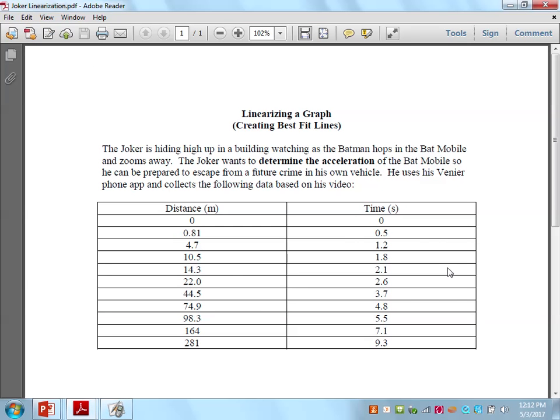The Joker is hiding high up in a building, watching as the Batman hops into the Batmobile and zooms away. The Joker wants to determine the acceleration of the Batmobile so he can be prepared to escape from future crime in his own vehicle. He uses his Vernier phone app and collects the following data based on his video.